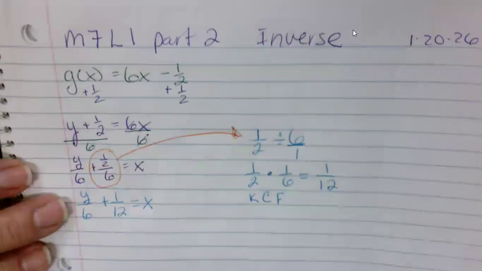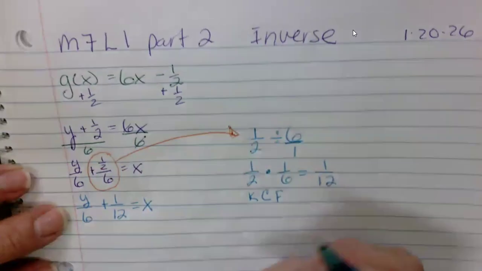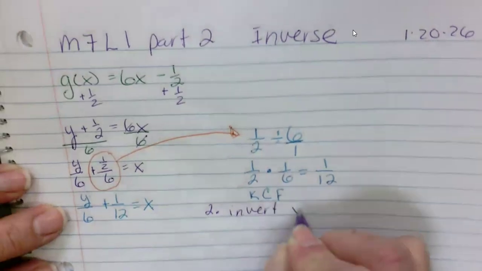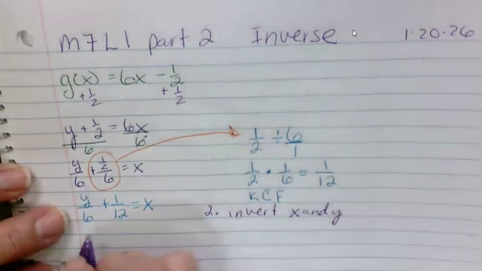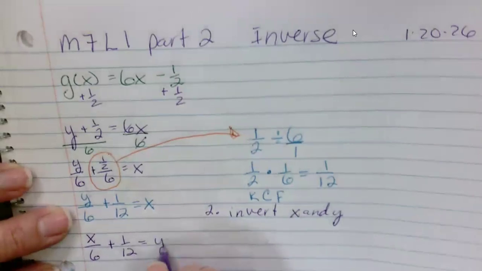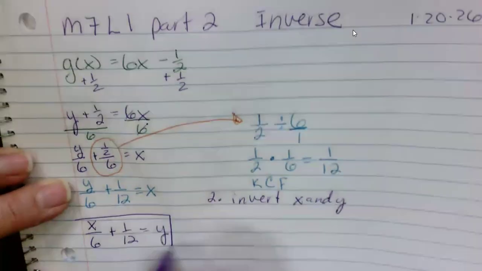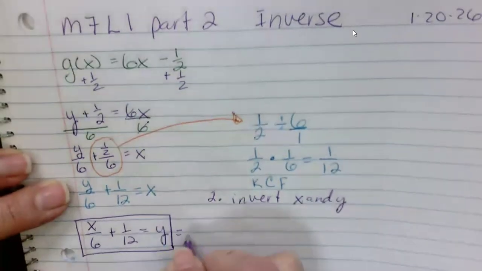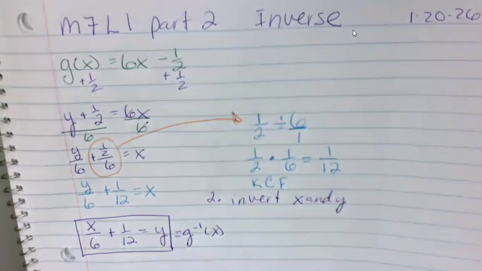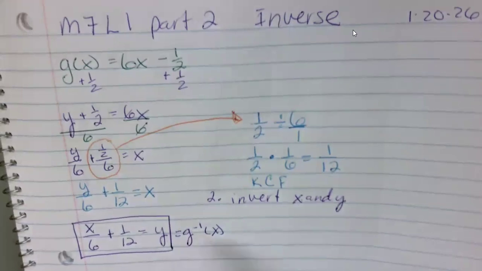Step 2, before I can call it an inverse, is I have to invert the x and the y. So let's make sure we're writing that. Step 2, invert x and y. So now I'm going to have x over 6 plus 1 over 12 equals y. That can now go in a box. And then I would like to also label that g inverse of x. Calling it the g to the negative 1, right? Calling it the g inverse is going to help us in our composition step.